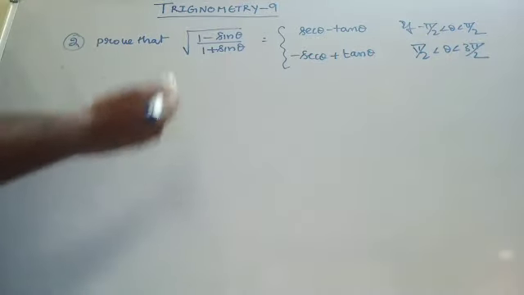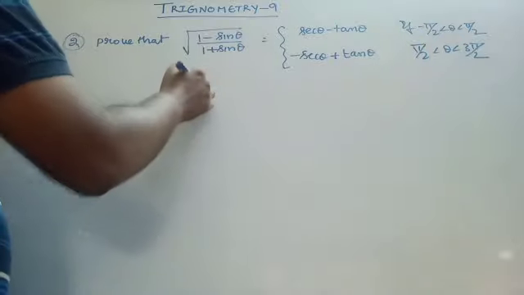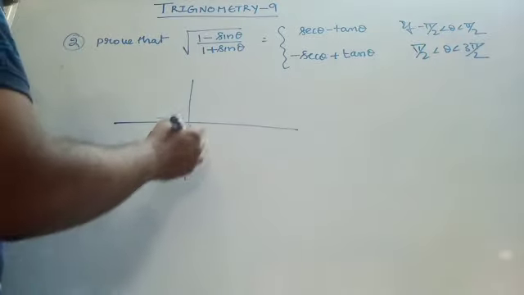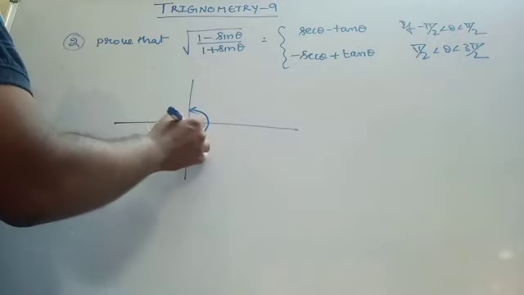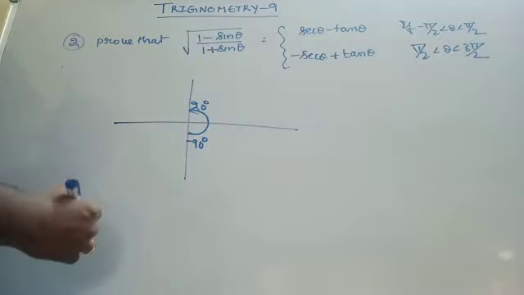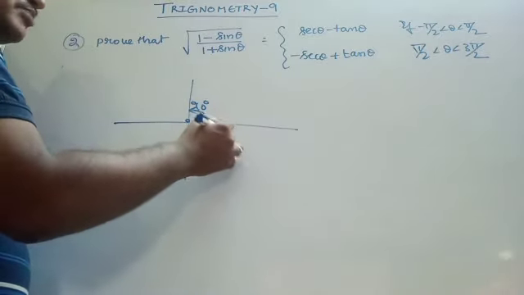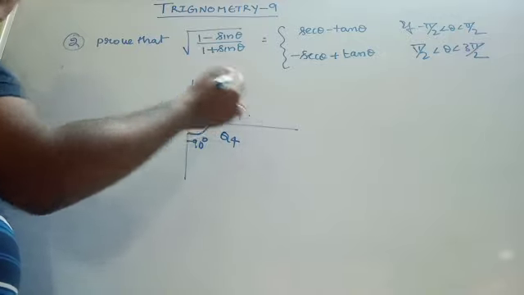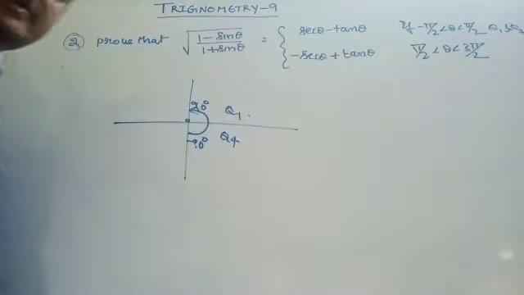Minus 90 to 90 means −90 degrees to 90 degrees. Looking at the graph, this is −90 degrees and this is +90 degrees. That means quadrant 4 and quadrant 1, so θ lies between Q1 and Q4.